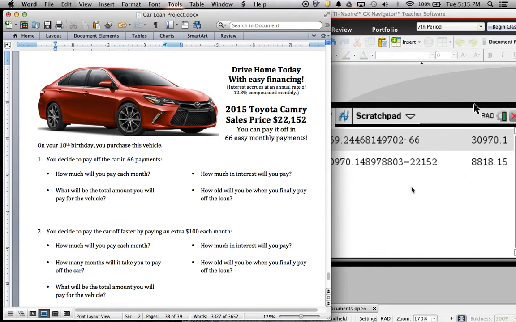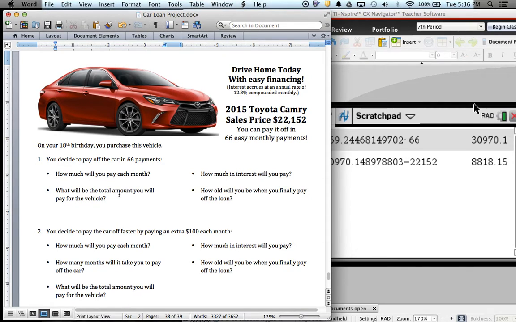Okay, and then to calculate how old you'll be when you finally pay off the loan, take your number of payments, the 66, divide it by 12 because you're making 12 payments a year. That will tell you how many years it will take to pay off your loan, and then you just add that amount of years to the number 18, since you buy it on your 18th birthday, and that'll tell you how old you are.